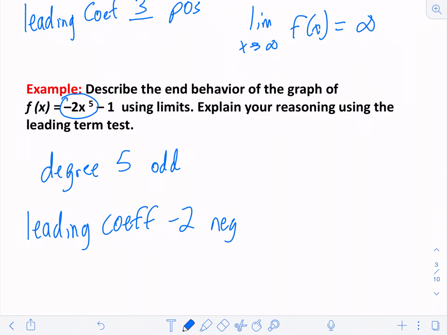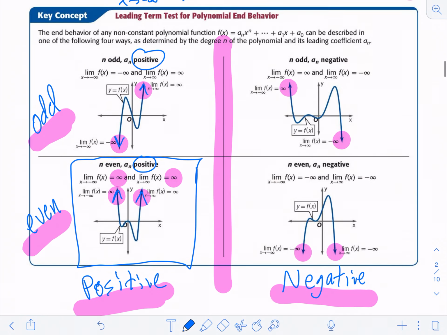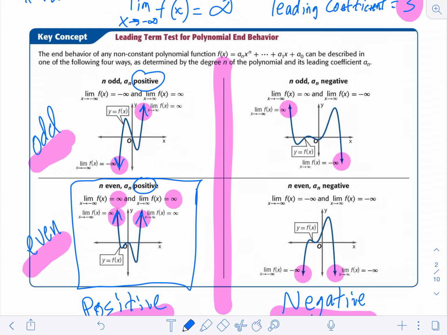So what's going to happen here? Well, let's look. Odd and negative, we go back up to our chart. Odd and negative is this box right here. So the limit as x approaches negative infinity is going to be infinity, and the limit as x approaches infinity is going to be negative infinity.